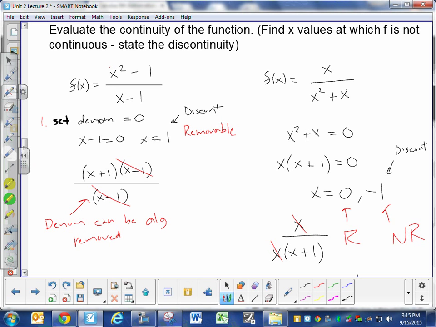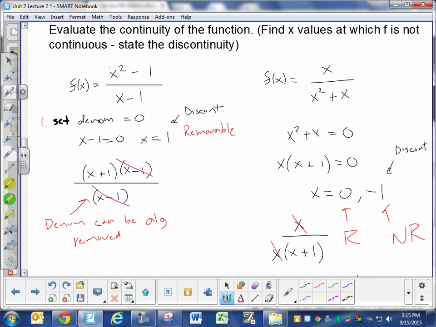Okay, so this is what I got. I got at 0, we have a removable discontinuity, and at -1, we have a non-removable discontinuity, which means most likely this function has a hole when x is 0. And then at -1, there's going to be a vertical asymptote. No, sorry, the removable discontinuity will have the hole located at 1. But don't worry about the location of the hole. That's if I ask you the limit question.